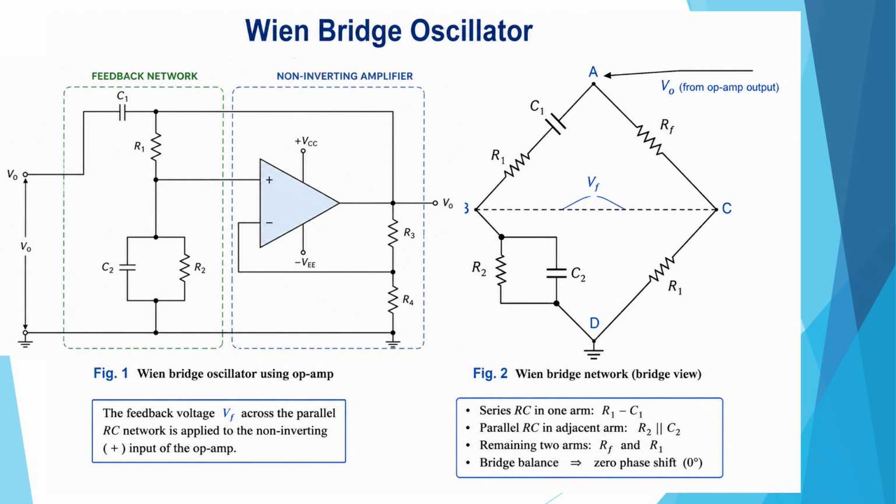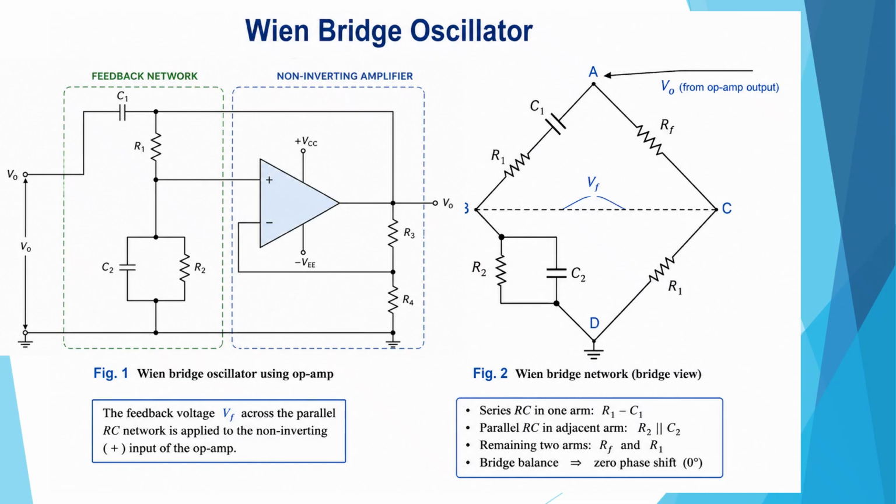So, in figure 1, the Wien bridge oscillator uses an op-amp in non-inverting configuration. The series RC network R1C1 and the parallel RC network R2C2 form the Wien bridge feedback network. The output signal V out is fed back to the point A, and the feedback voltage Vf developed across the parallel RC branch is applied to the non-inverting input terminal of the op-amp.